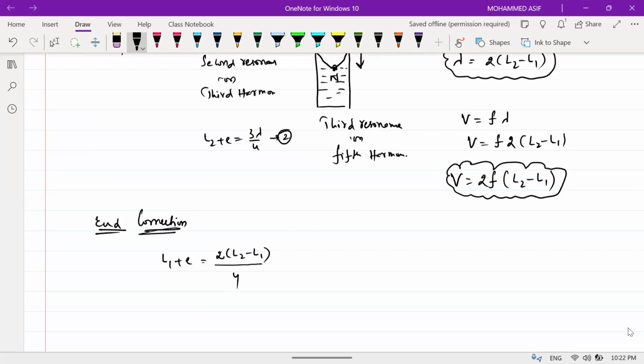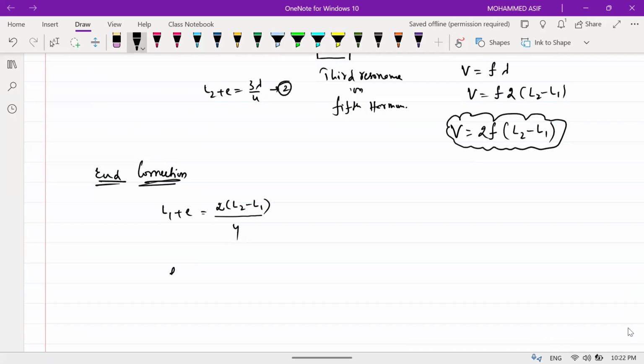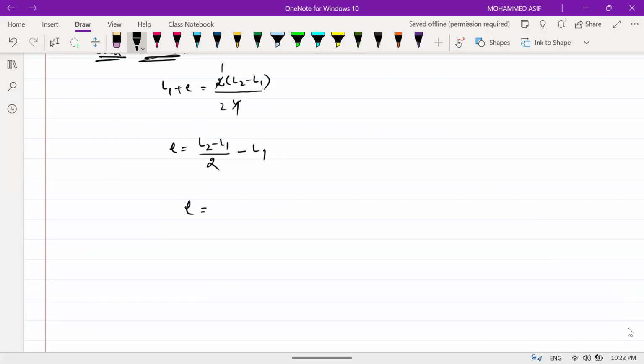Okay. So from this one, I can calculate the end correction. So E value will be equal to how much? E value will be equal to L2 minus L1 divided by 2, because here it is 2 ones, this is 2 twos, and minus of this one is L1. So if I simplify this one, the end correction will come out as E is equal to L2 minus 3 times L1 divided by 2. So this will be the end correction formula for comparing 1 and 2. Clear?